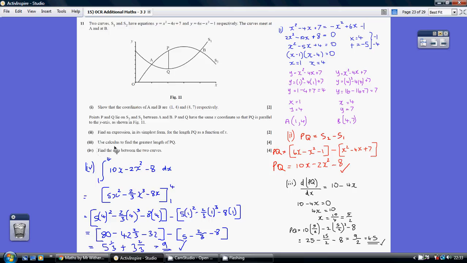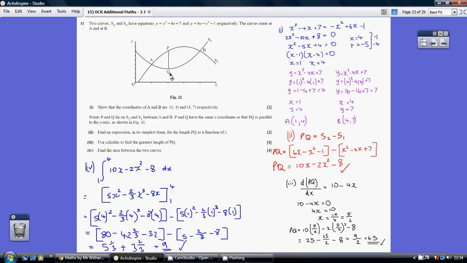Now for part 3, use calculus to find the greatest length of PQ. So we differentiate PQ with respect to x, and when we differentiate this, we get 10 minus 4x. Setting this equal to 0, which it will be at a maximum, we get 4x being 10, so x being 5 over 2. So we know the x value is 5 over 2.